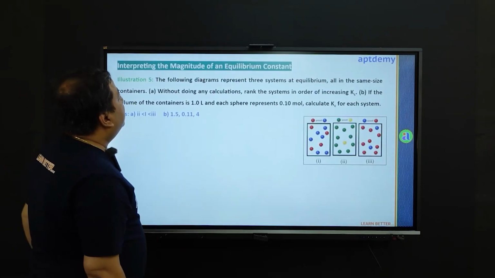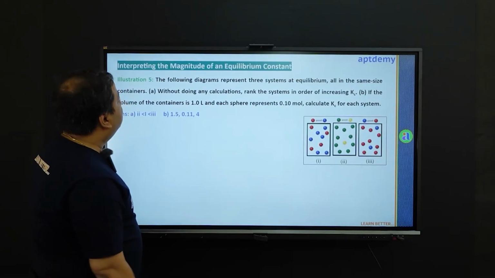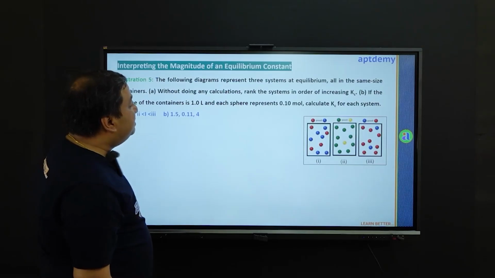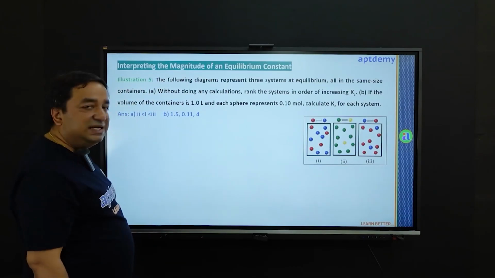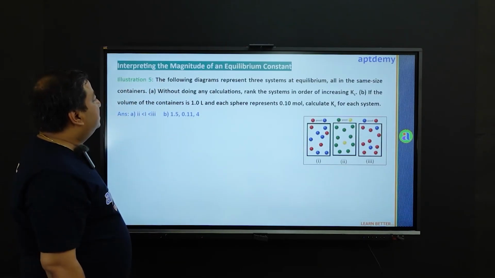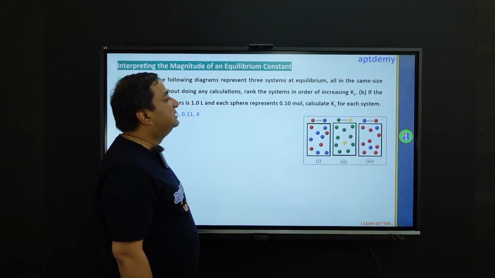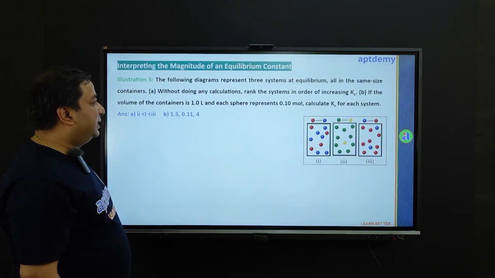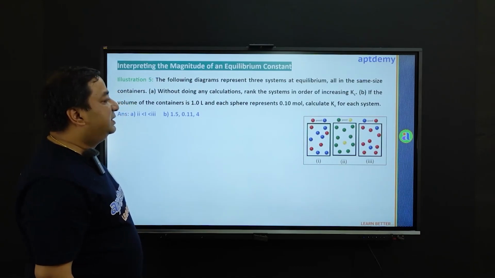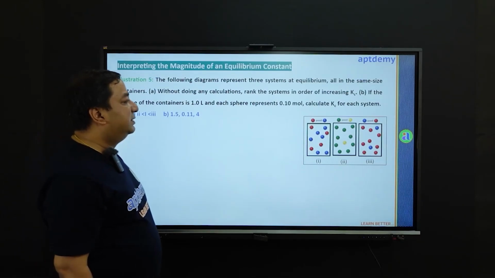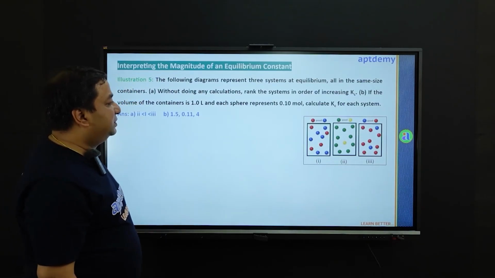Interpreting the magnitude of an equilibrium constant, illustration 5. The following diagrams represent 3 systems at equilibrium, all in the same size containers. Part A of the problem: without doing any calculation, rank the systems in order of increasing Kc. So we have to find which of these boxes have a greater number of products than reactants. So let us do the first problem.